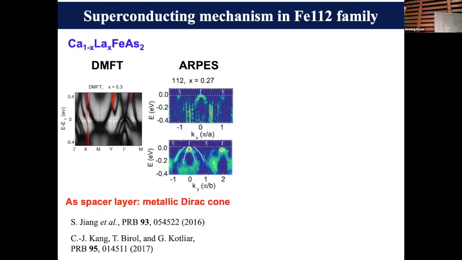And we did the DMFT calculation and found that the arsenic spacer layer showed a metallic Dirac-like dispersion near the Fermi level. So this behavior was confirmed by the ARPES measurement. So both theory and experiment match each other quite well.